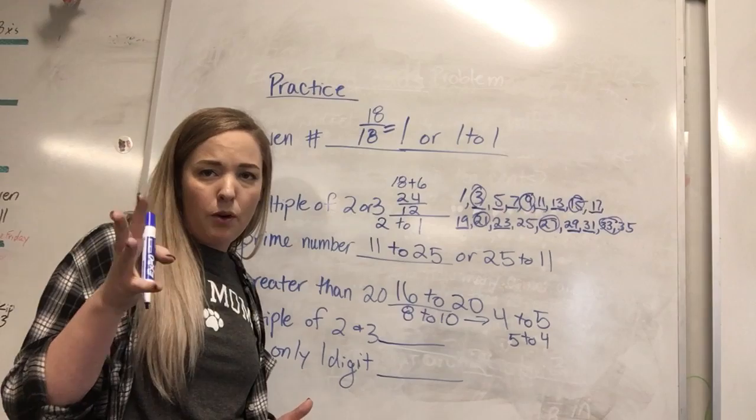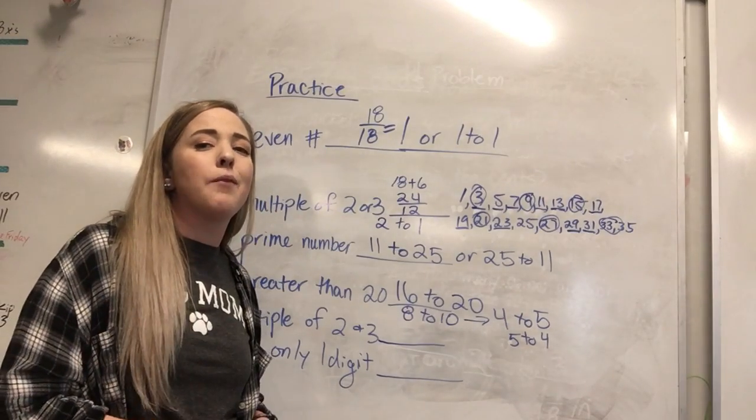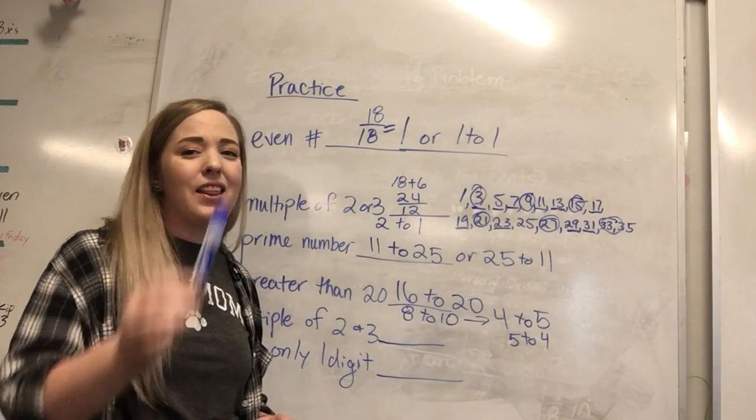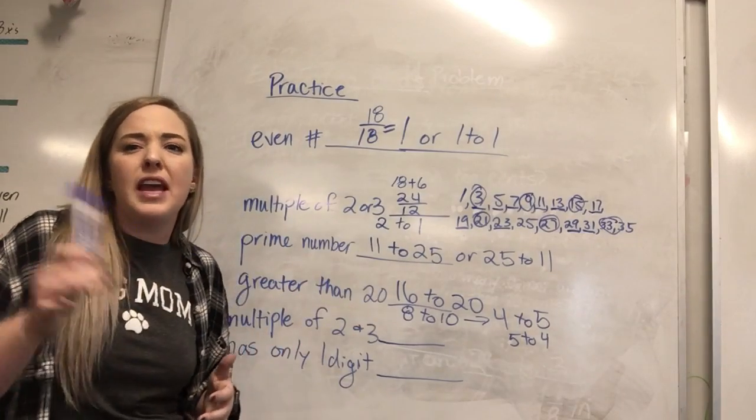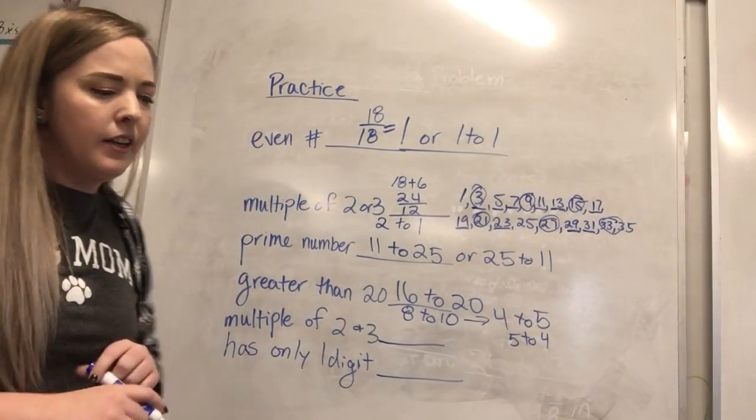So take a second, keep going through them, and see if you can figure out how many are both divisible by 2 and 3, or multiples of 2 and 3. You can say it either way.